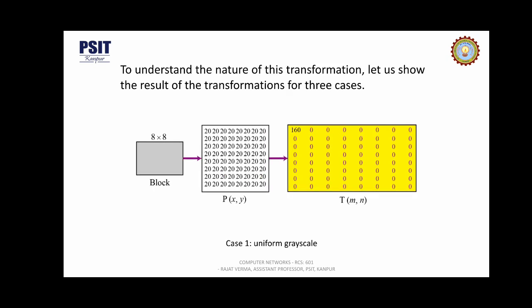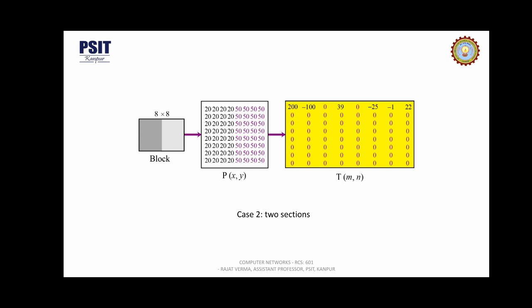This was the first case. Now moving on to the second case. In the second case, we have a block with two different uniform grayscale sections. There is a sharp change in the values of the pixels from 20 to 50. When we do the transformation, we get a DC value as well as non-zero AC values. However, there are only a few non-zero values clustered around the DC value, and most of the values are 0.